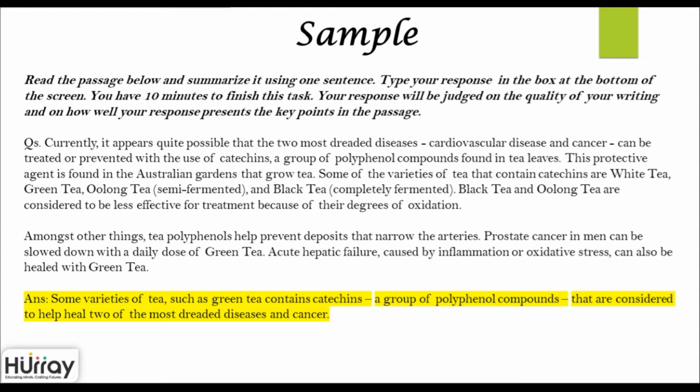So the summary of this particular passage is: some varieties of tea, such as green tea, contains catechins, a group of polyphenol compounds that are considered to help heal 2 of the most dreaded diseases and cancer. You notice that there are commas to separate ideas. There are also dashes which are used to explain the sentence in detail. And the sentence begins with a capital letter and ends with a full stop. It is one complete sentence. This is how your answer should be.